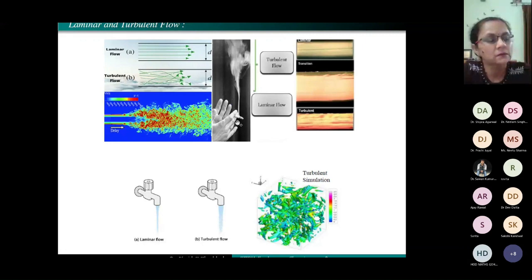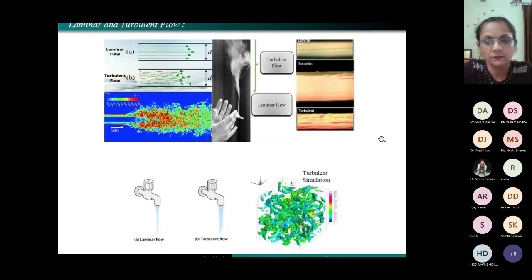This is a cigarette: up to here the smoke goes on a uniform path, and after that it goes in a turbulent way, in different ways. So basically laminar flow is nothing but a flow going along a systematic path. There the layers of the fluid do not cross each other, but in the turbulent case the layers of the fluid cross each other. That is called turbulent flow.